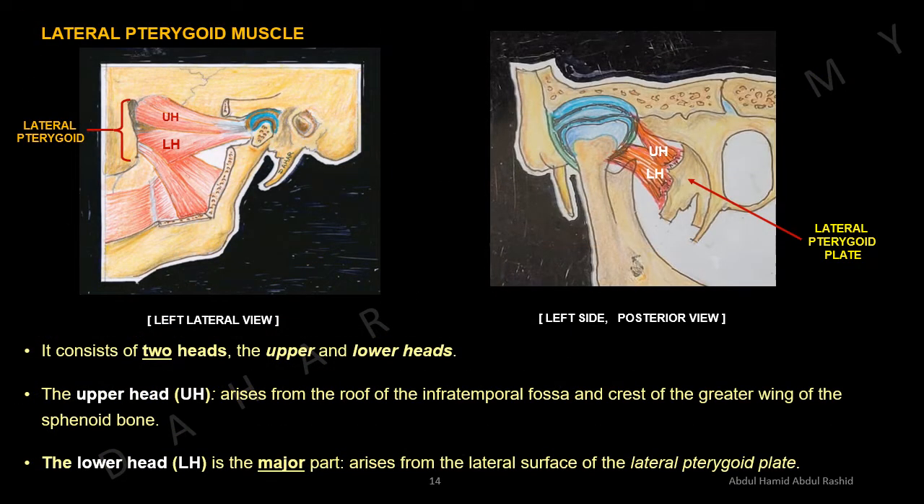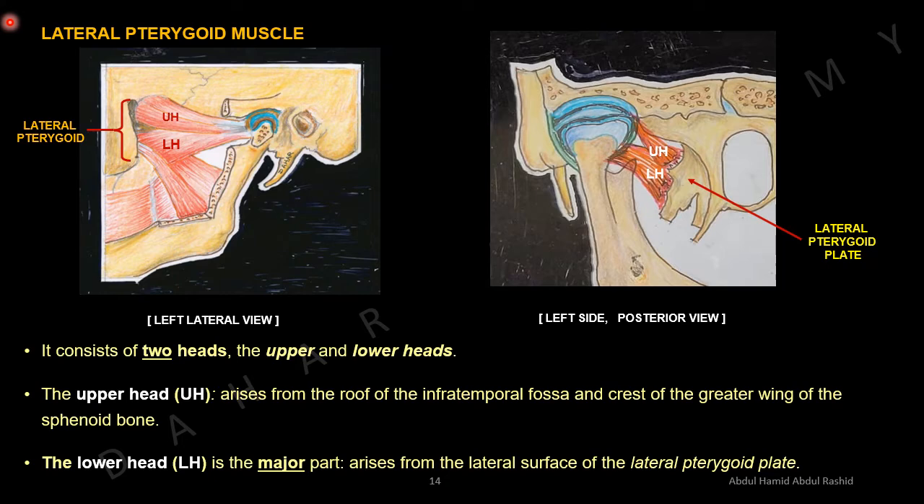Lateral pterygoid muscle. We have two diagrams here. This is the left lateral view showing the left TM joint and the left ramus of the mandible. This is a posterior view, also showing the left side of the TM joint. You are looking from behind here.